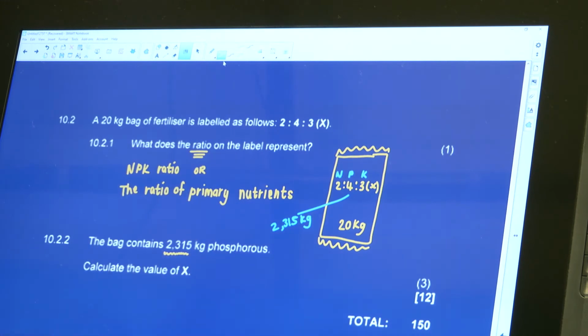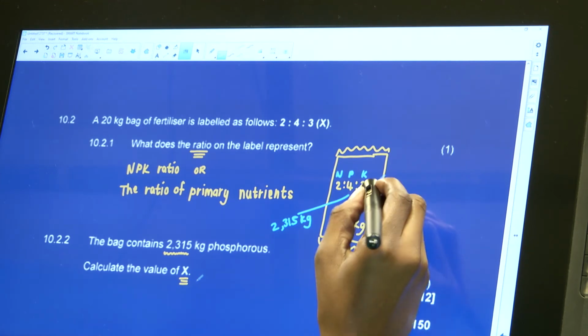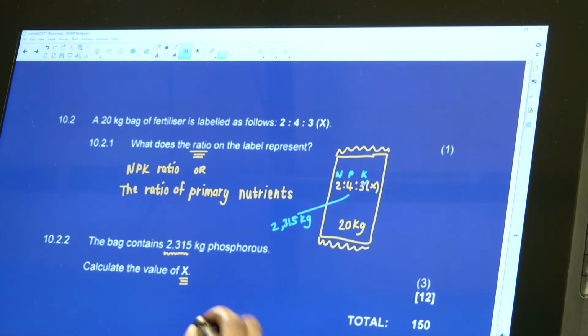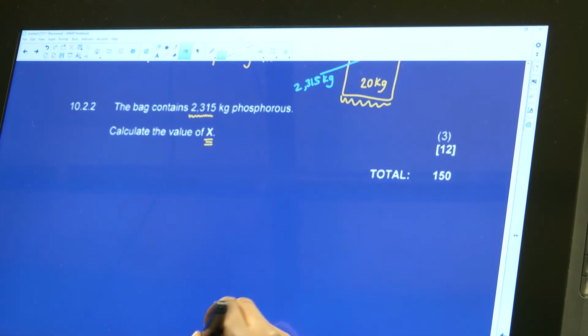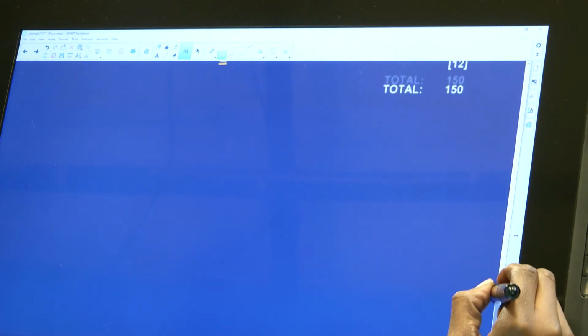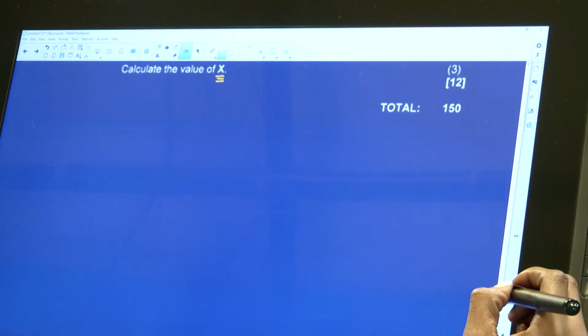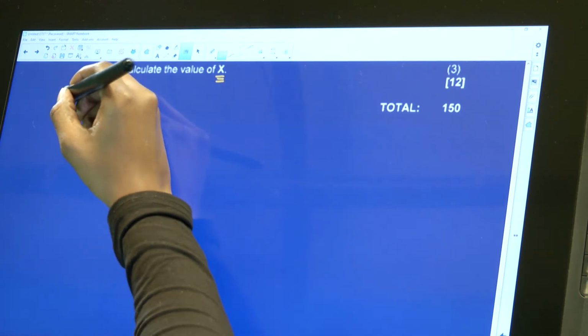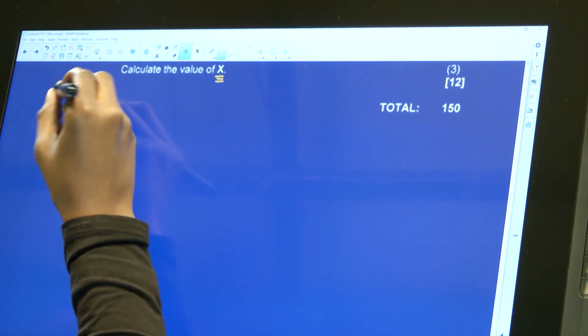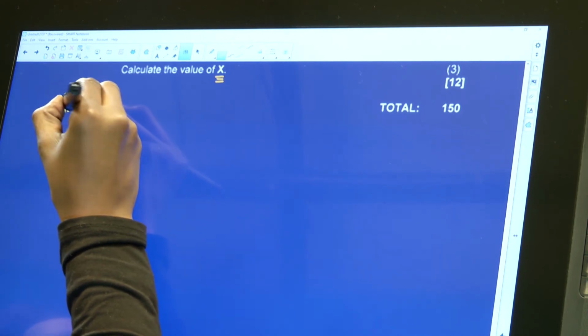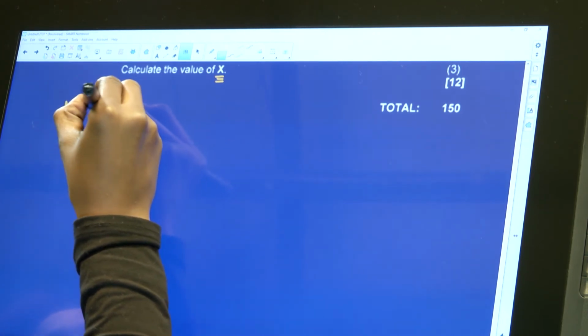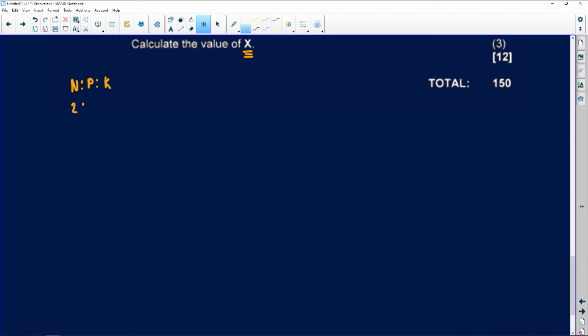Now the question continues to say I must calculate the value of X. What am I calculating? I need to calculate the value of X. So how many kilograms is there? I found 2 ways in which you could have done it. I just want to expand my page, I'm going to need quite some space. The first one, I'm going to do the long way around so that everybody is with me. I'm going to write it as we were given the ratio N, P, and K. And I was given the ratios of 2 is to 4 is to 3. And then I'm given an X over here.